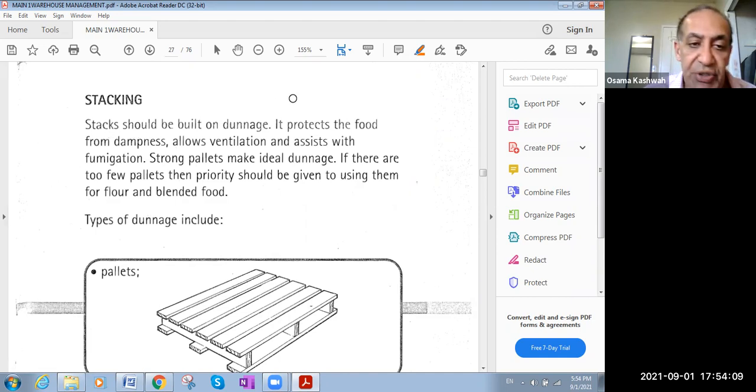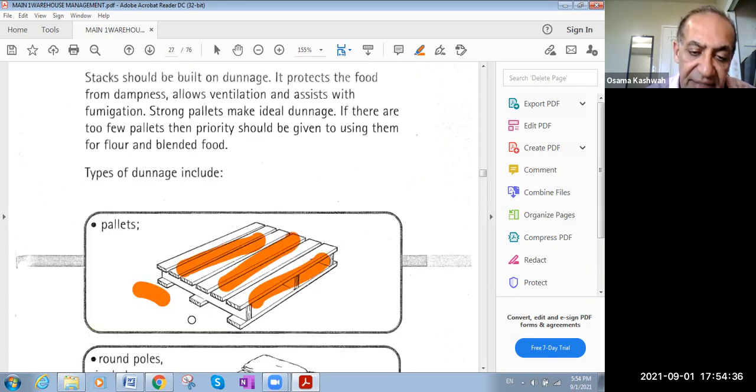The stacks should be built on a dunnage. It protects the food from dampness and allows ventilation and access. So don't put the stacks directly on the ground. You should put them on pallets, because it will keep them far from the ground, so if there is a flood, it will not affect them. At the same time, the food won't be polluted or touched by moisture. It will be far from the wetness.